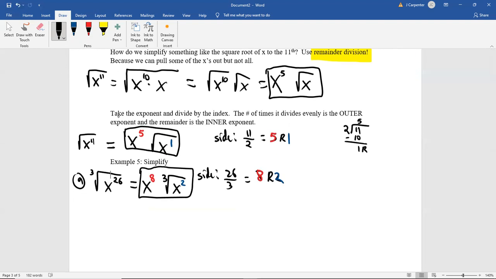Do one more. And let's go with the 5th root of 32, x to the 30th, y to the 54th.